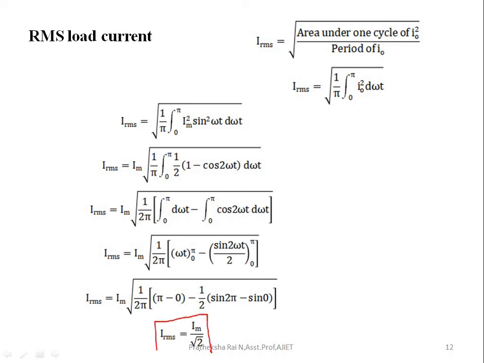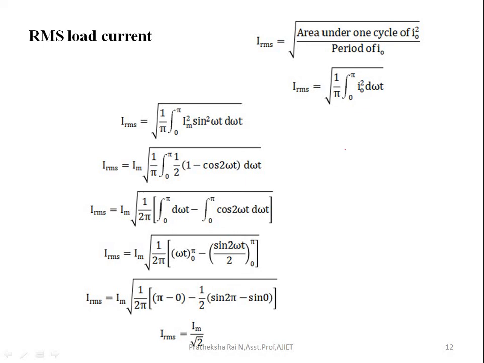Is it the same as the center tapped? Yes, it is also the same. So IRMS is equal to Im by root 2. Okay, so RMS load current IRMS equals Im by root 2. And how do we get this answer? Mainly, you have to always remember how to write IRMS. IRMS is written as the root of the area under one cycle of I naught square divided by the period of I naught. I hope this is clear.